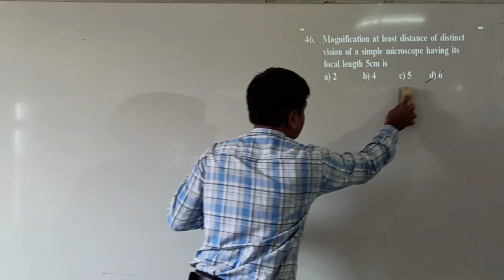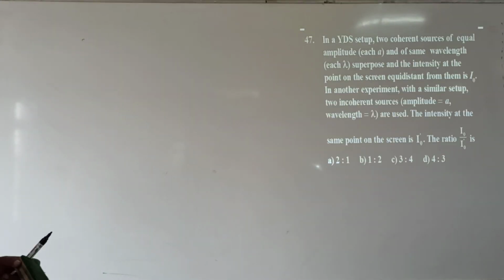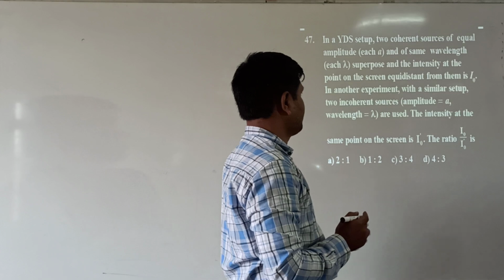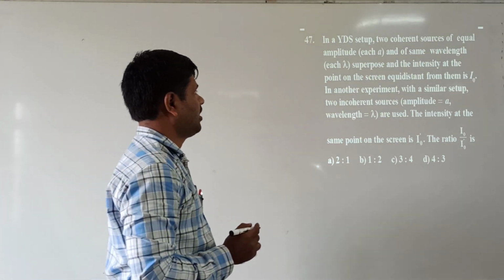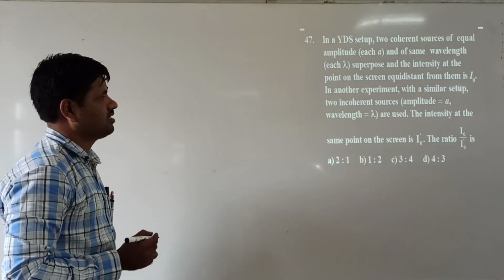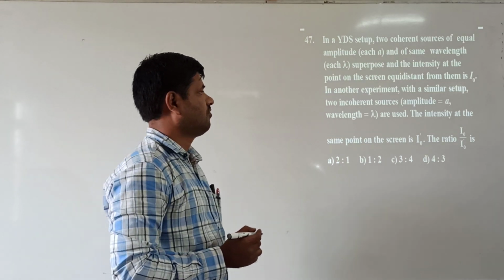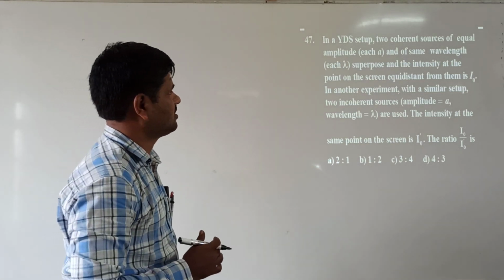Next, we go to question number 47. In a double slit experiment, two coherent sources of equal amplitudes A and the same wavelength lambda superimpose, and the intensity at the point on the screen equidistant from them, means from the two slits, is I naught.